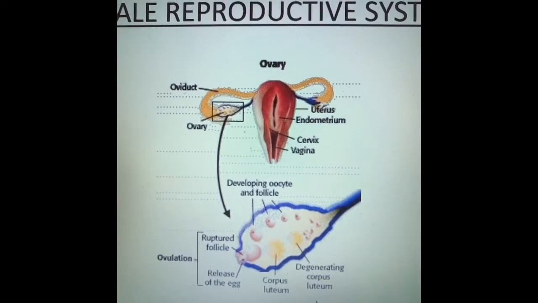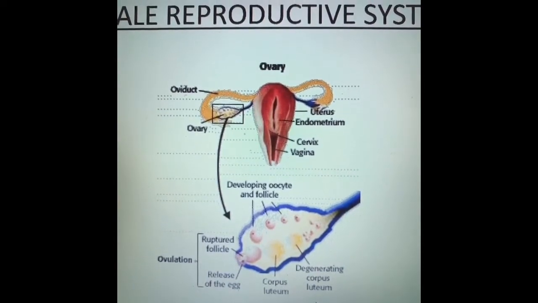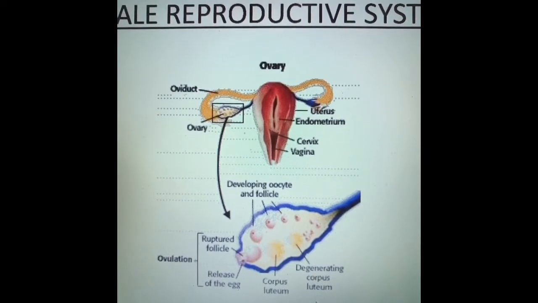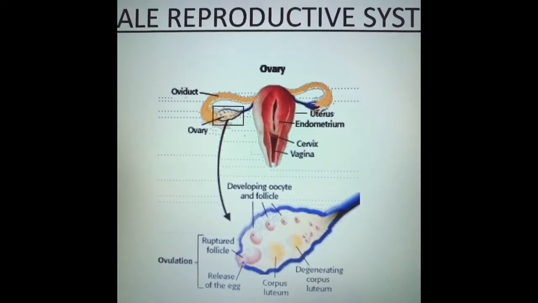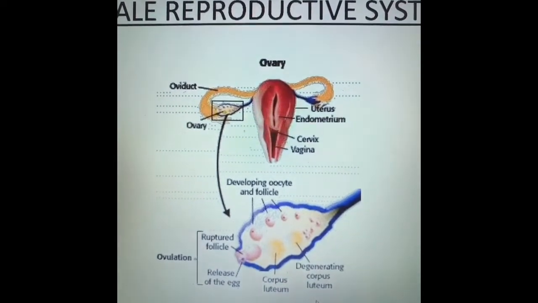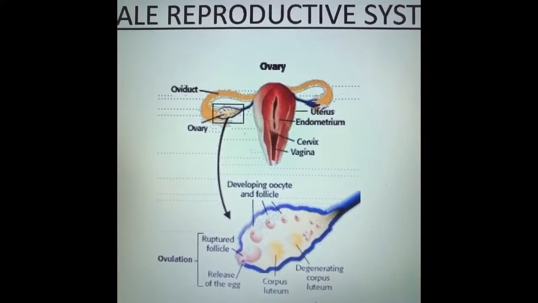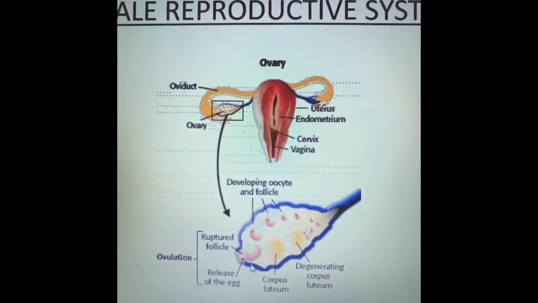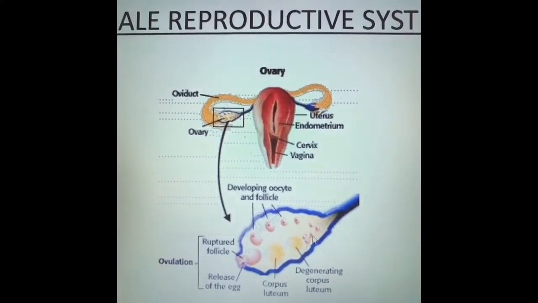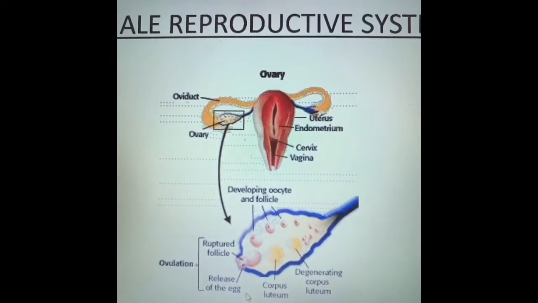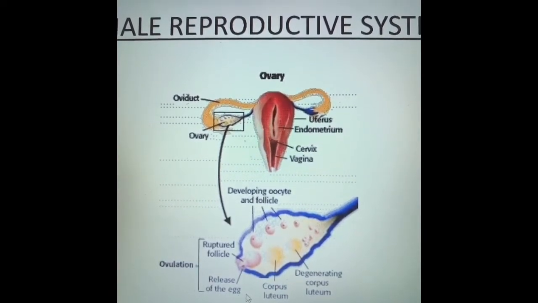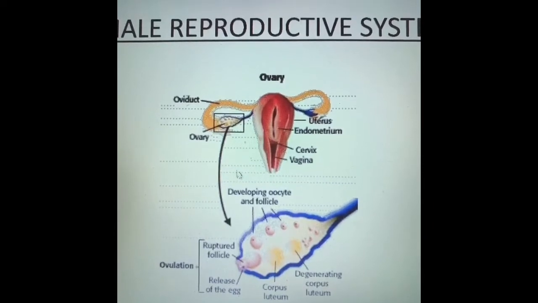They are covered by a thin epithelium enclosing the ovarian stroma. Each ovary is covered by connective tissue, blood vessels, and mature follicles. If you see over here, this is showing the ruptured follicle. We'll study about the various stages of the follicle in the upcoming videos, but this is where they are located.